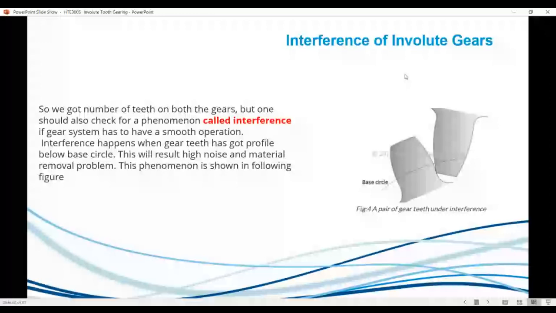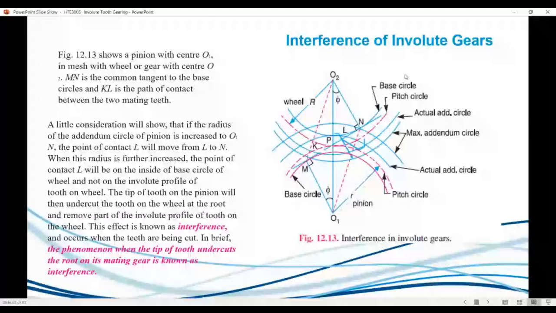What they're explaining here is they're giving you the gear and the pinion and the wheel. They explain that if you look at this constellation, it will show that if the radius of the addendum circle, O1N, where O1 is the pinion side to N, so that's the addendum circle, right?